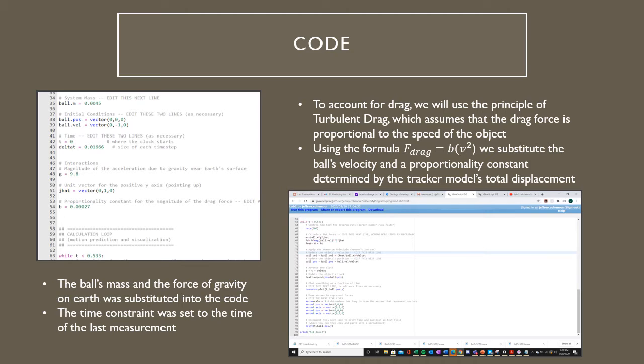The first substitutions in our starter code are made by inputting the mass of the paper along with the force of gravity. The time constraint is set to the time of the last frame I analyzed in the tracker data. To account for the drag observed, a proportionality constant was used to ensure both the computational and the observed model displaced the same distance. The drag assumed to be acting on the object is known as turbulent drag, which is proportional to the speed of the falling object. Squaring the velocity of the object and multiplying by our proportionality constant models this drag in our data.